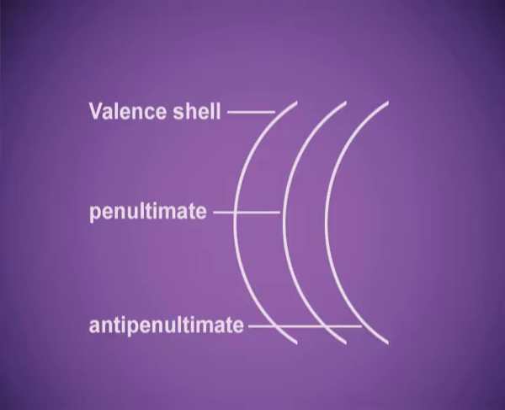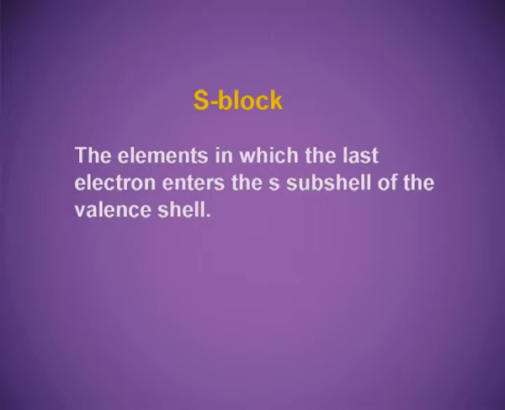The shell inside the valence shell is known as the penultimate shell, and the shell inner to the penultimate shell is known as the anti-penultimate shell. S block: the elements in which the last electron enters the S subshell of the valence shell.